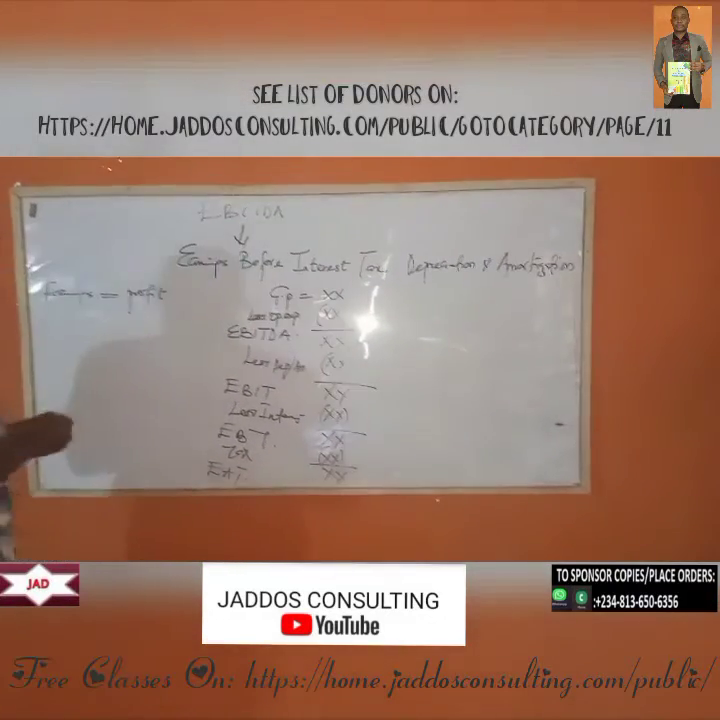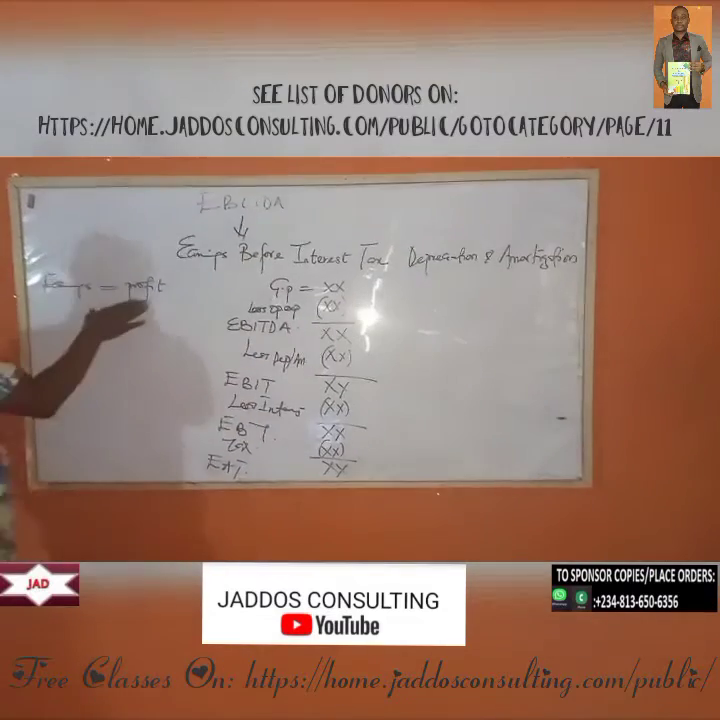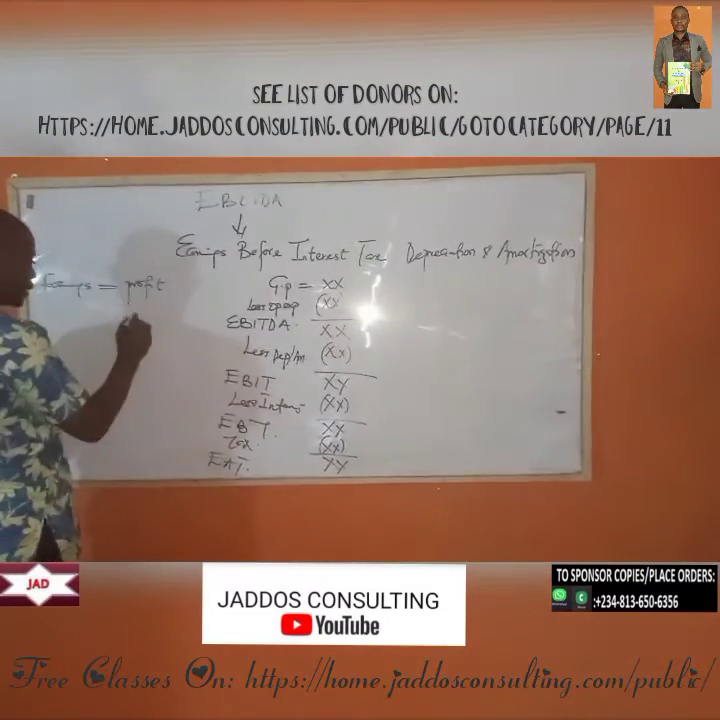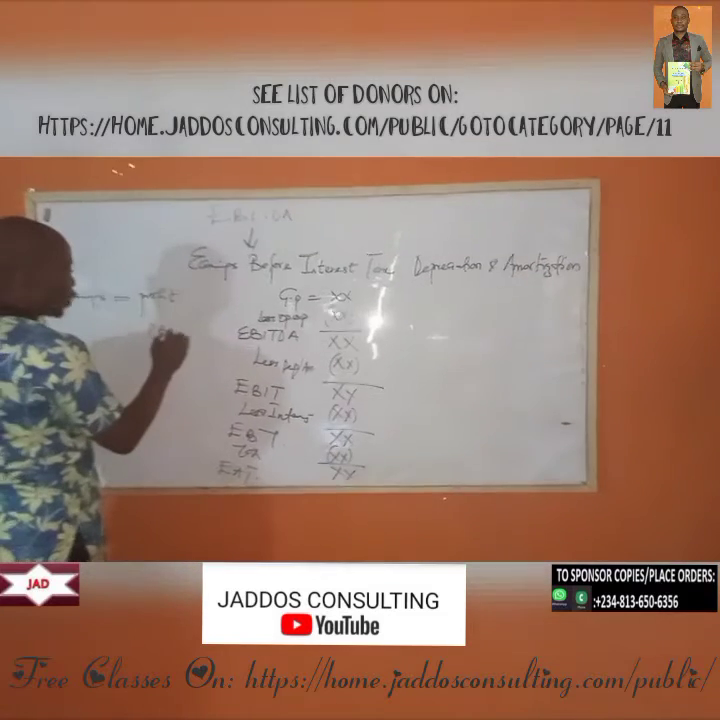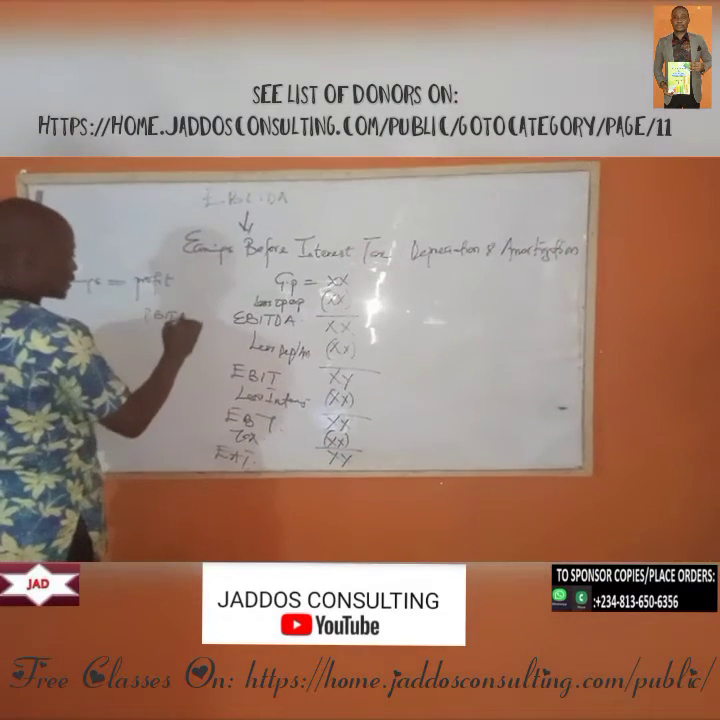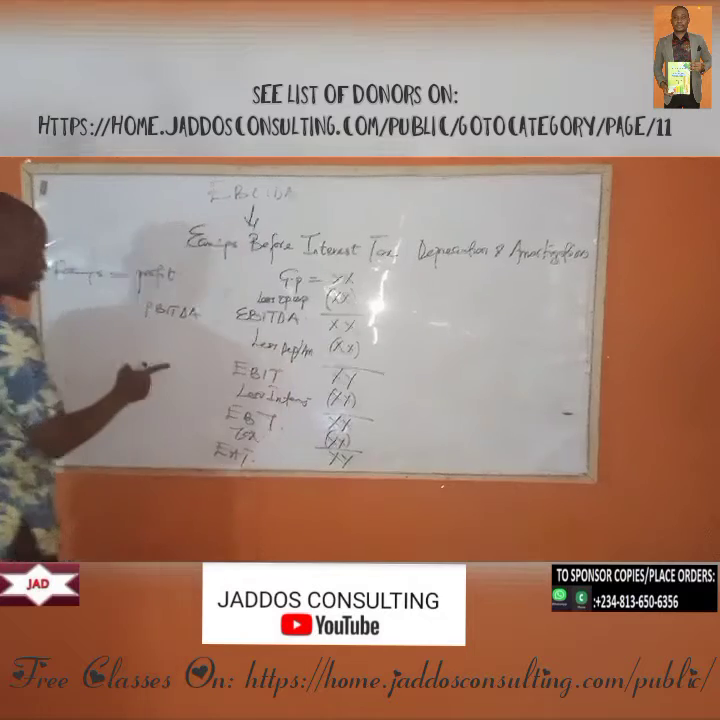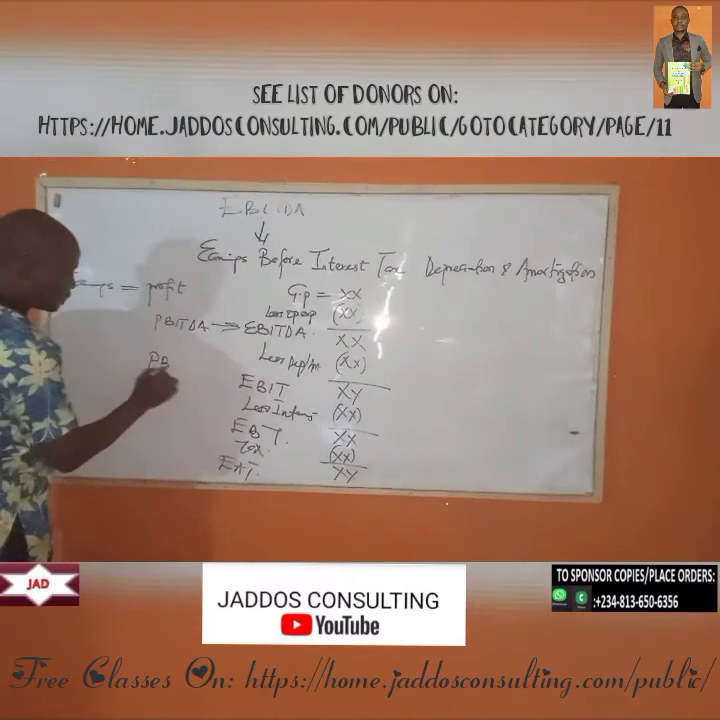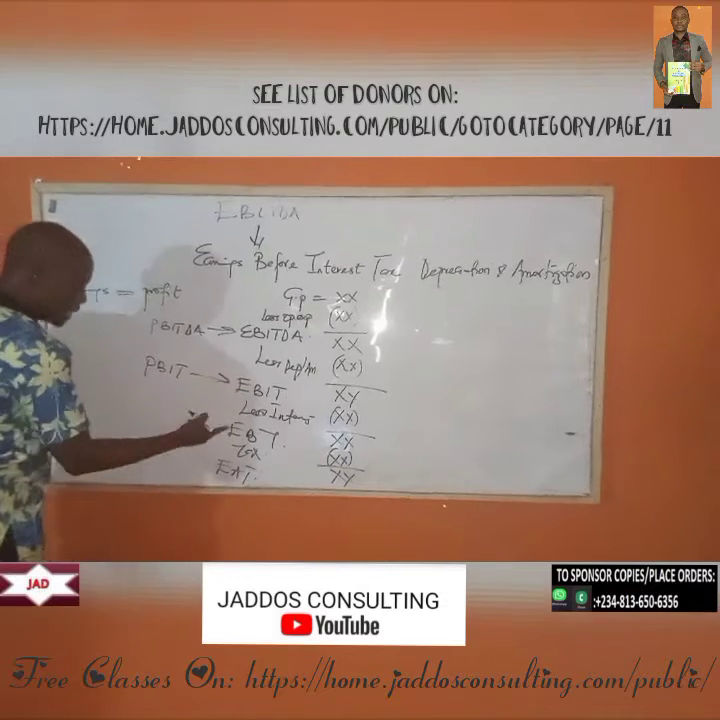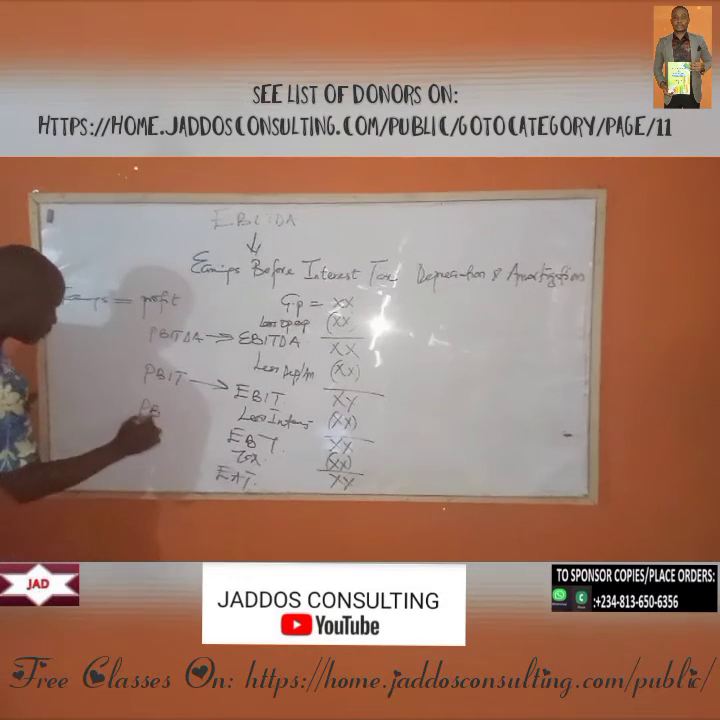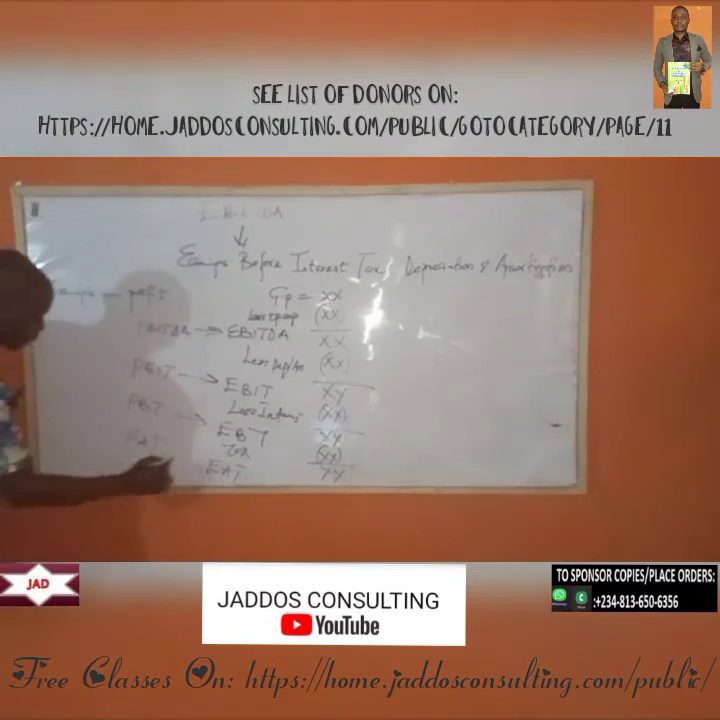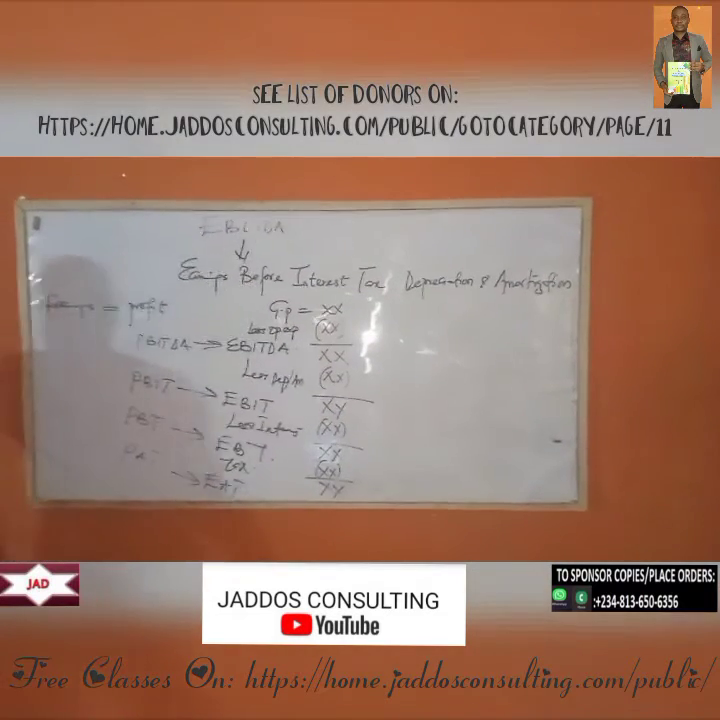So, if we don't want to use earnings, we can use profit. So here, we can simply call it profit before interest, tax, depreciation, and amortization. Here, we can call it profit before interest and tax. Here, we can call it profit before tax. Here, we can call it profit after tax.